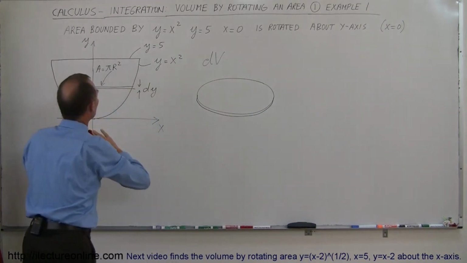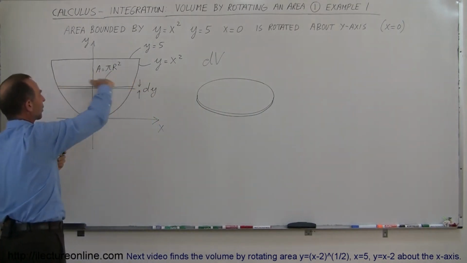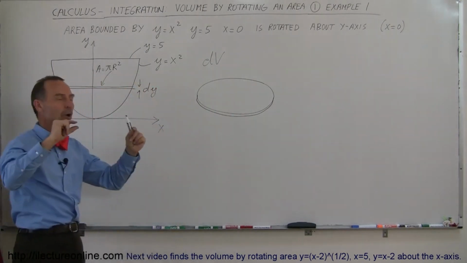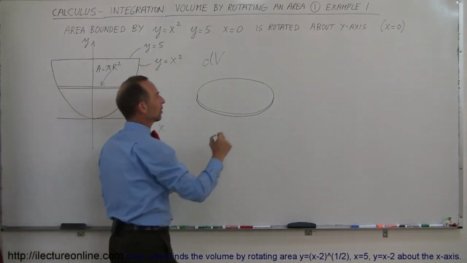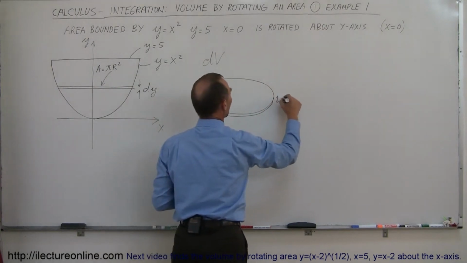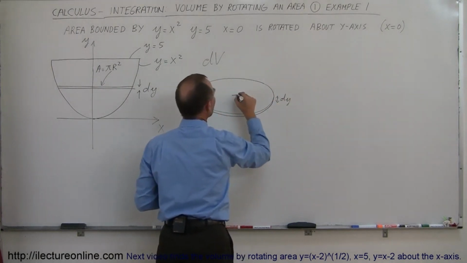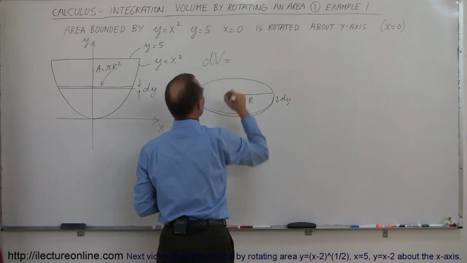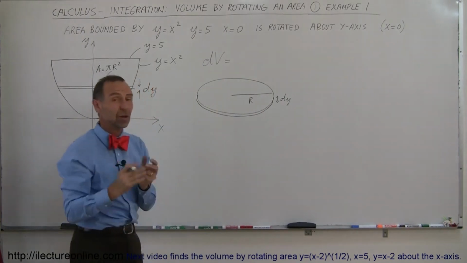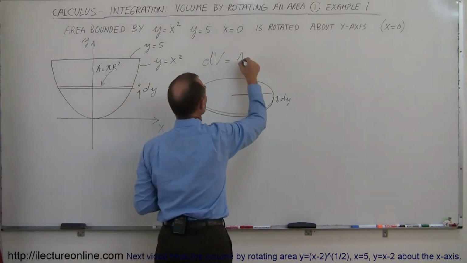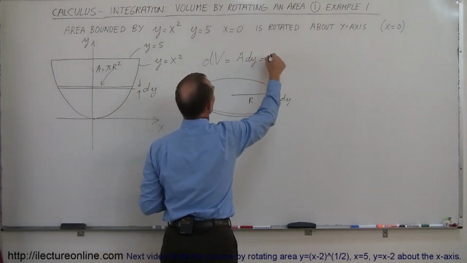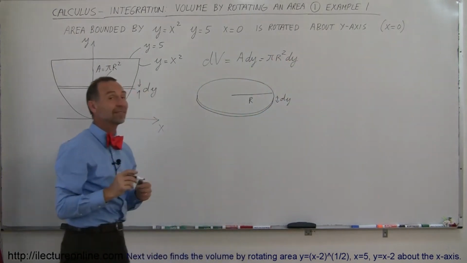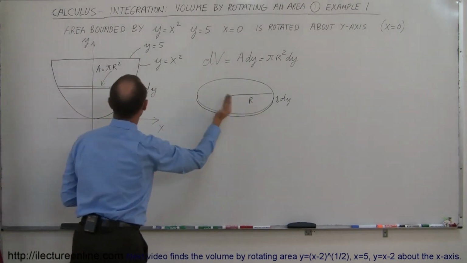If this is a solid object and I take a saw and cut it like this, cut it like that, take this small little sliver and put it over there, I would get a small thin disc where the thickness of the disc is dy, and this would be the radius of the disc, r. Therefore the small volume of this disc, dV, would be equal to the area times the height, which is dy, and the area would be pi r squared, so dV equals pi r squared dy.